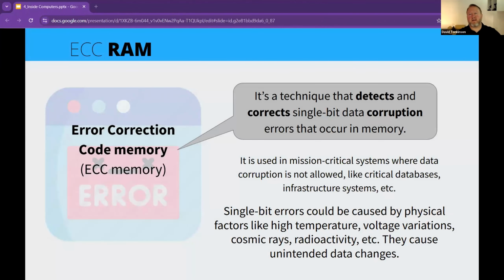And then just to add to things, there is another flavor of RAM out there. So ECC RAM, which is error correction code memory.